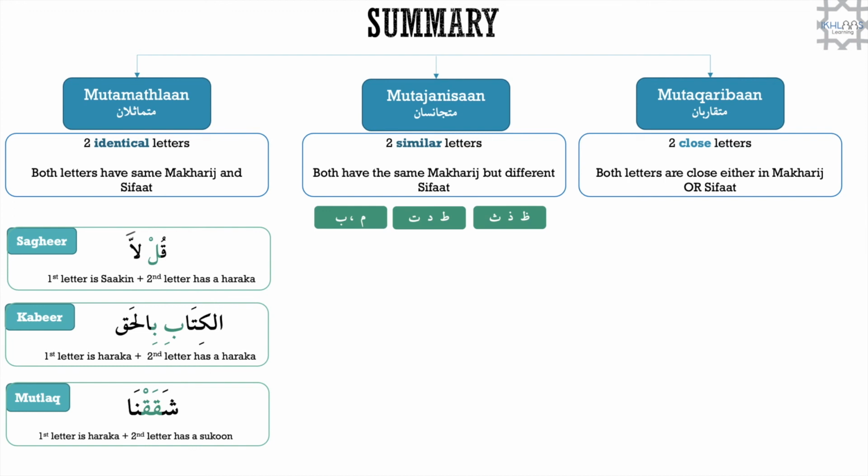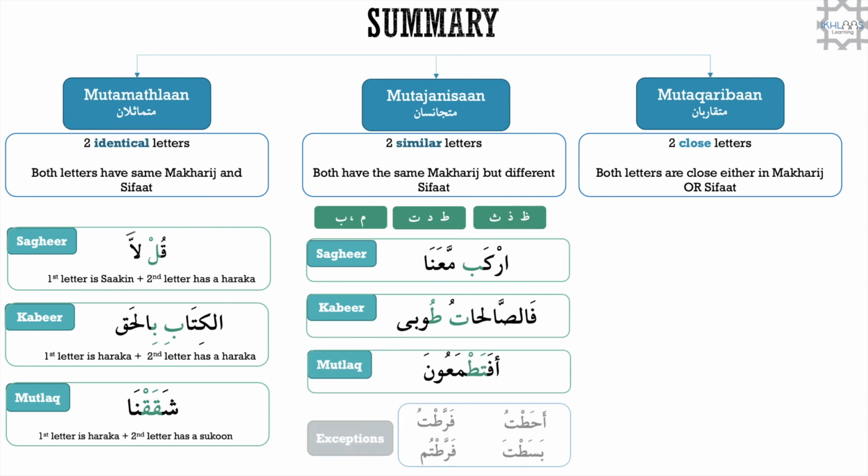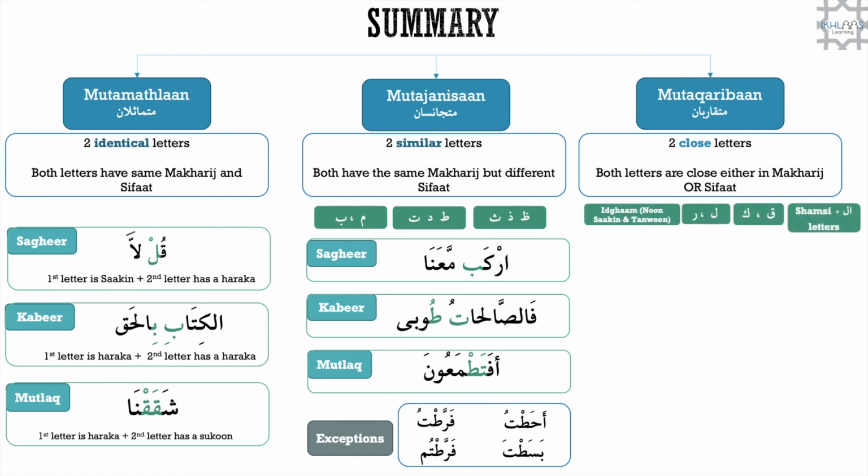For Mutajanisaan, the three categories of letters are ba and mim, ta, dal, and to, and tha, dhal, and dha. So for Saghir, we have Idghaam معنا. For Kabir, we have فالصالحات طوبى. For Mutlaq, we have أفتطمعون. There are exceptions to the rules of Mutajanisaan. أحط, فرطت, بسطت, فرطتم.